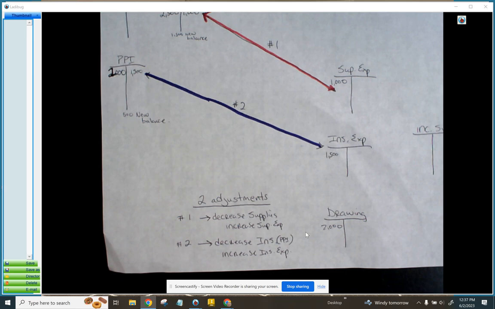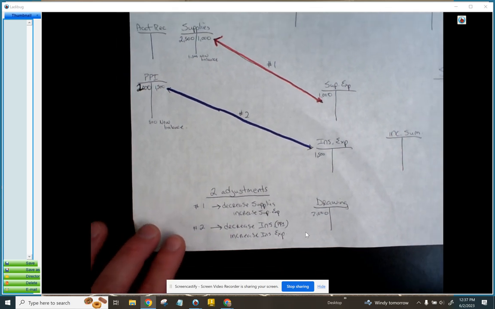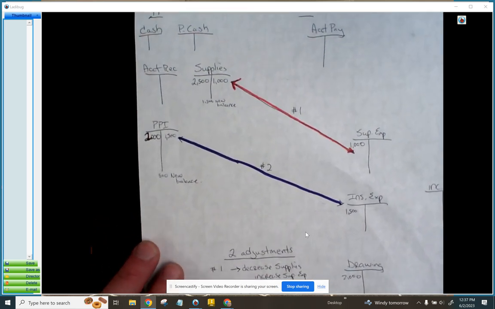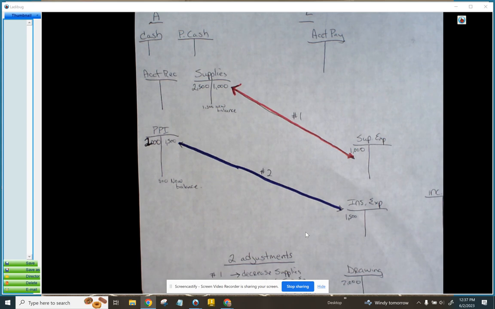And then you decrease insurance and increase insurance expense. You're just decreasing insurance by the amount of insurance you use during that fiscal period. And in this case, it's a 1 month fiscal period. What you're seeing here is that you had 2,500 in supplies. You now have 1,500 in supplies, meaning that you've utilized 1,000.